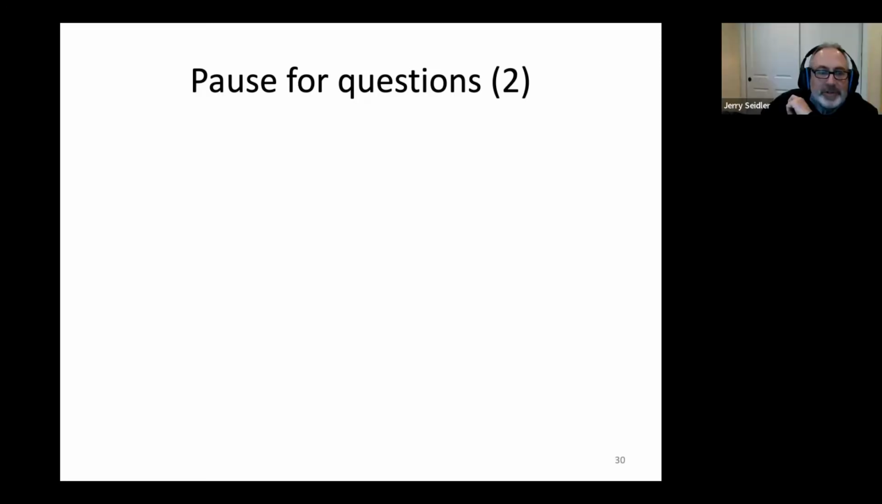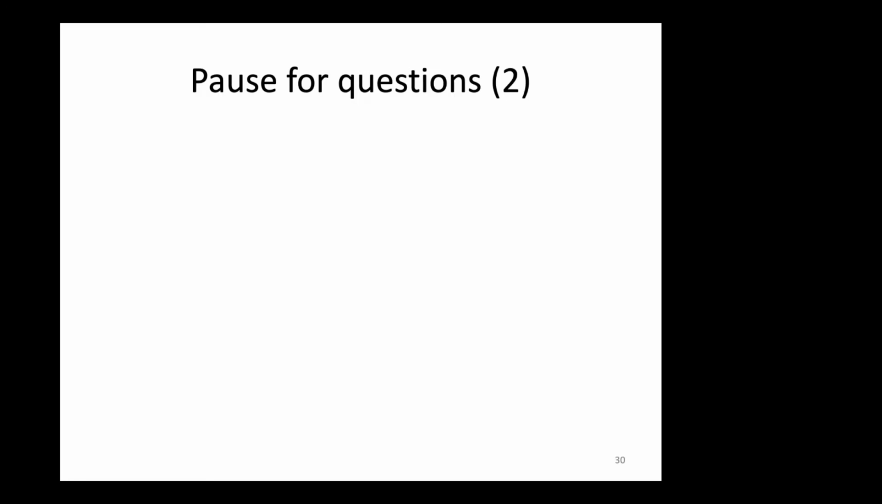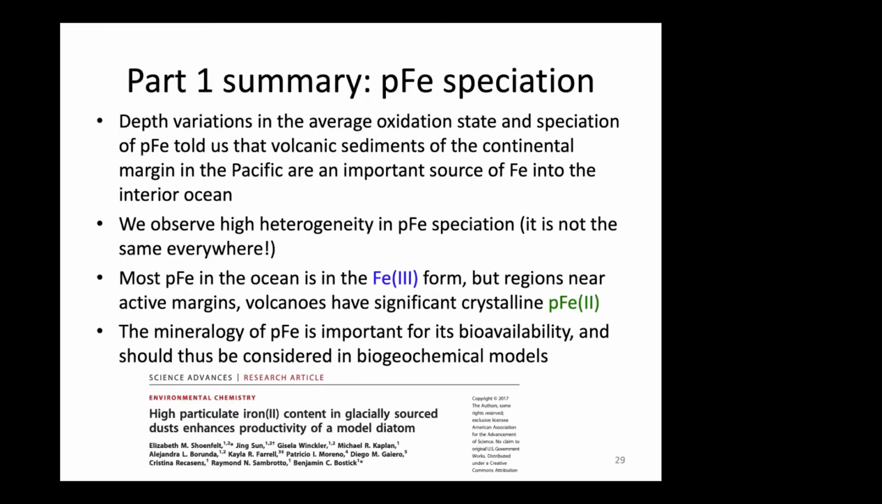James Evans, you have a question? Yeah, I may have missed this, and I'm sorry if I did. So why would the volcanogenic materials from the Northwest Pacific accumulate in that 200 to 300 meter depth zone?